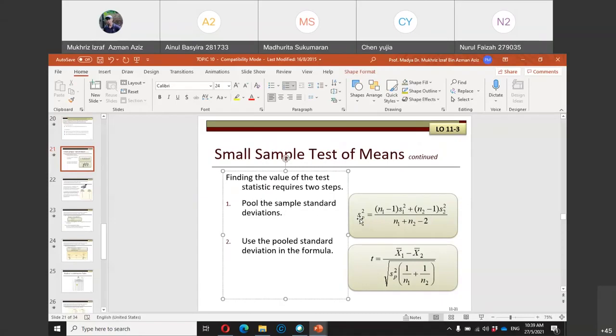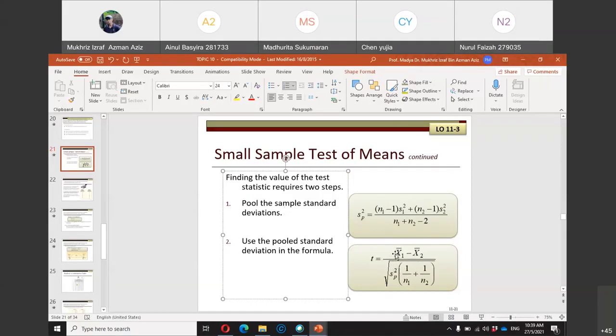So for this formula, what we call the pool T test, the formula for S squared P, P stands for pool: sample size number 1 minus 1 multiplied by the variance of that sample. S1 squared means the variance value, or standard deviation squared, plus N2 minus 1 multiplied by the variance of sample number 2, divided by the combined value of the two samples minus 2. Then followed by the T test as well.